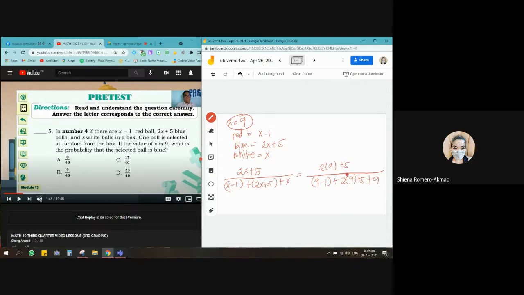Can you solve this for me? 2 times 9 plus 5, ano yung 2 times 9 plus 5? 23 po. 23. Dalawa yung narinig kong sumagot ng 23. How about in the denominator? 40. So we'll have 23 over 40 as our answer.